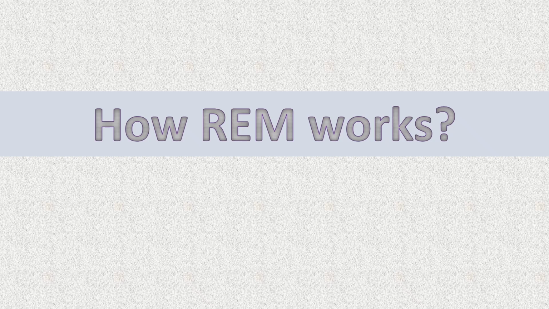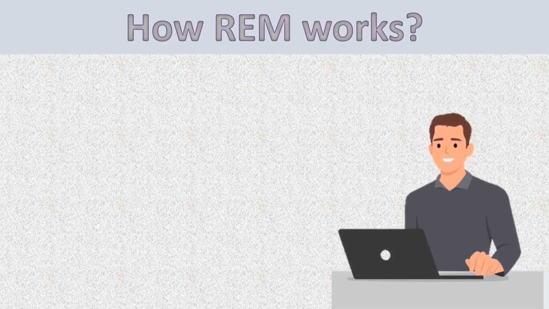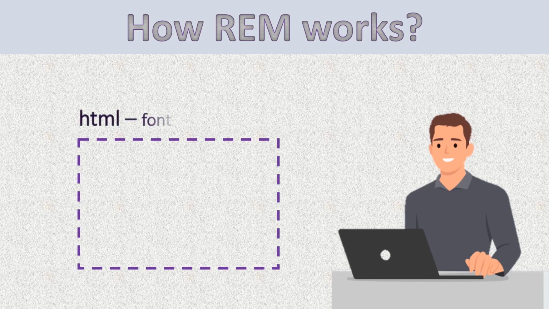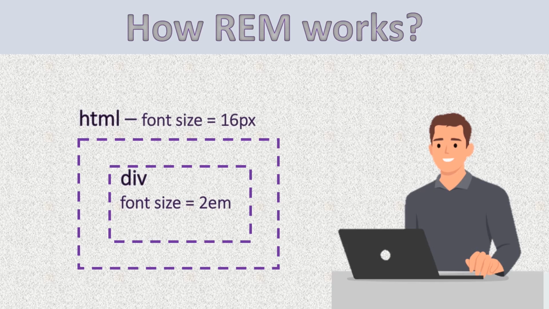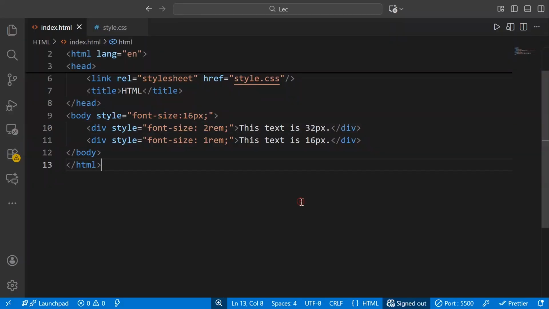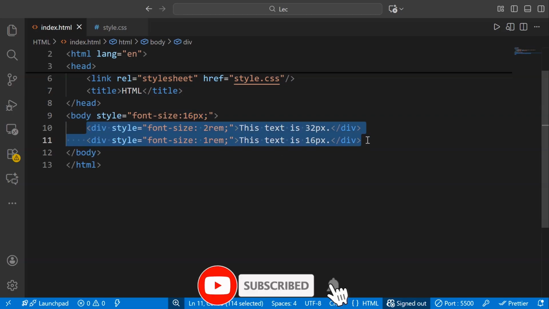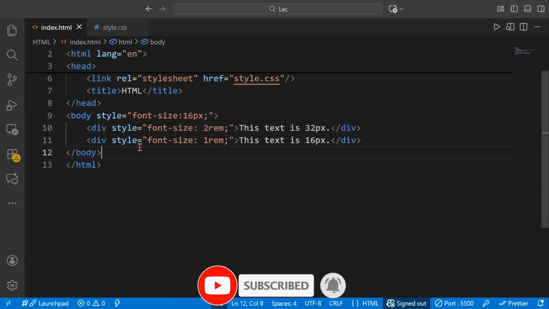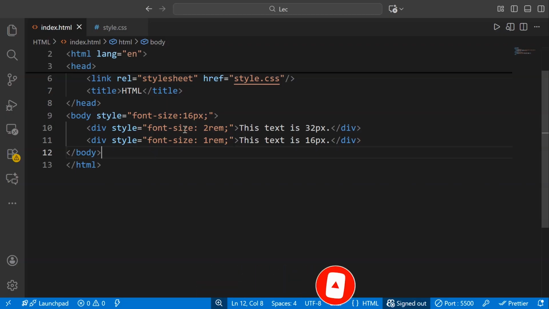When you use REM to set the size of something in CSS, it is always based on the font size of the root element. That means it doesn't change or stack up if it is inside other elements. This makes it easier to keep your design sizes consistent and predictable. Now we understand our REM unit in a practical example. Both elements calculate their size directly from the root element. The size does not depend on any parent element.